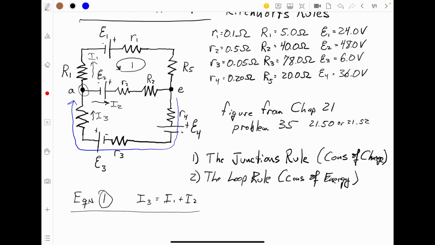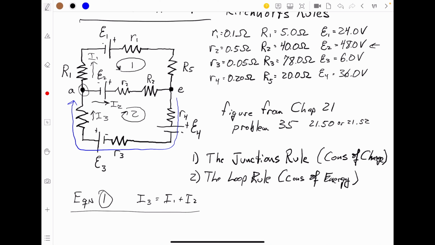And for loop 2, I'm going to do the same thing. I'm going to start at EMF 2, and I'm going to go all the way around the circle like that. So one I'm going counterclockwise, the other one I'm going clockwise, but you'll see why in a second. It's because EMF 2 is the largest EMF, and I want it to always be positive. It'll end up helping me be positive with a lot of things, and I'd rather have positive signs than negative signs.